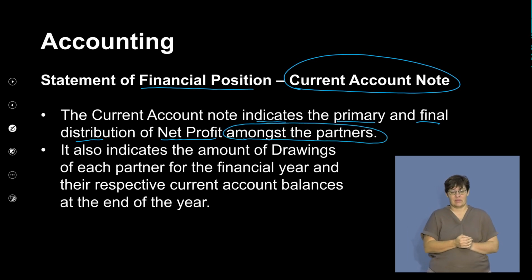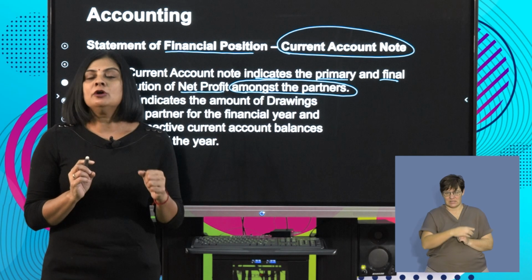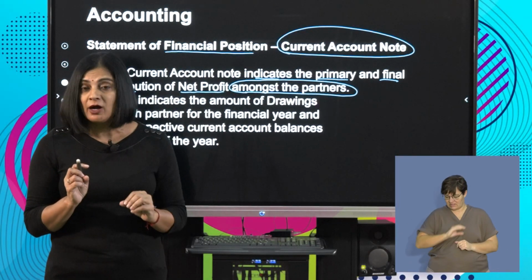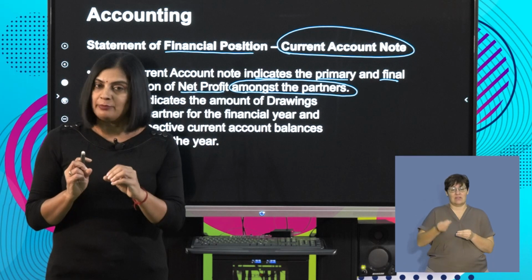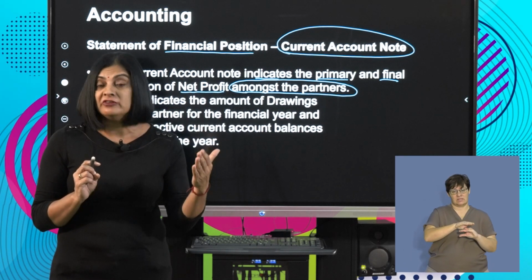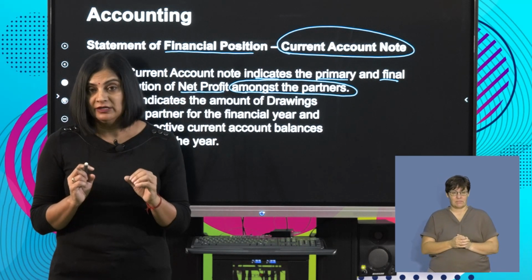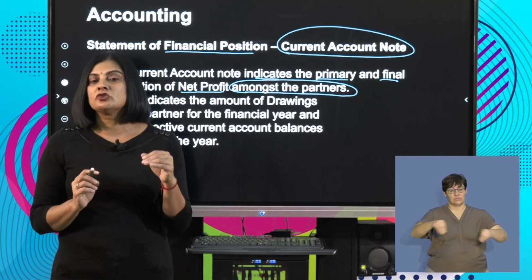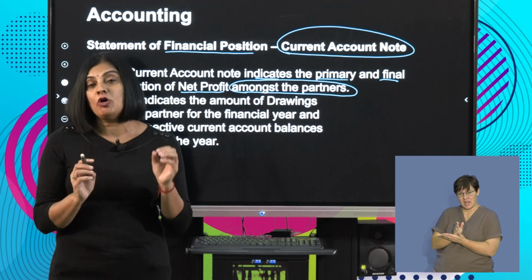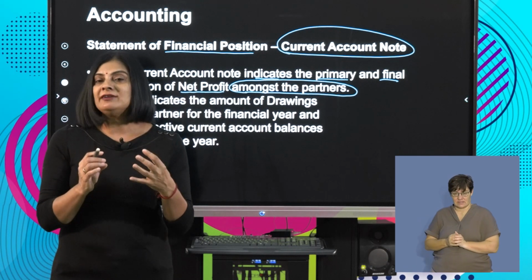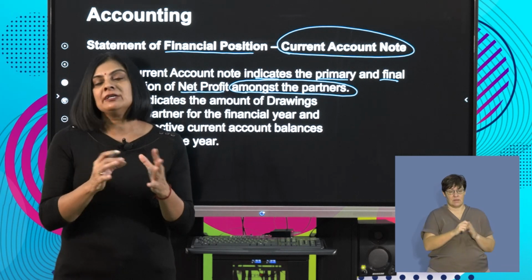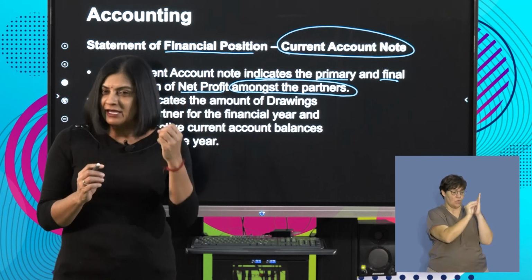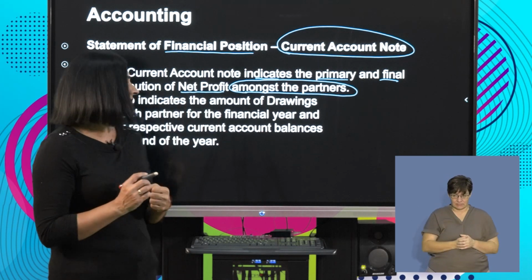Right, so what do we mean by primary distribution? Here we're referring to the annual salary that was allocated to each partner, their interest on capital, as well as any bonuses that were given to partners. So that's what we mean by primary distribution. Final distribution, on the other hand, looks at the sharing of remaining profits. Now, right now, I'm obviously discussing the note, but in our next segment, I'm going to do an example with you. But I want you guys to take note of the terms that I'm explaining.